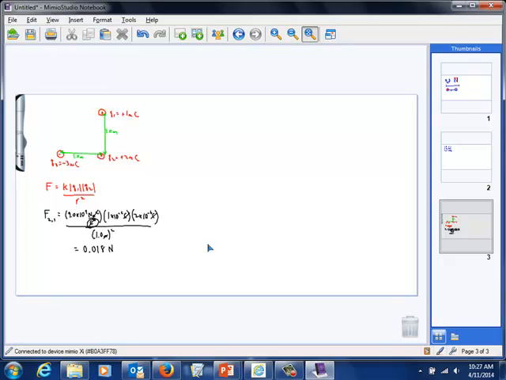Right, Sean? Away. Okay, away, because like charges, we're talking Q1 and Q2, they're both positive, so they're going to repel each other, they're going to go away. So are we talking about the downward for Q2 or the upward for Q1? Upward. Upward for Q1, why upward?